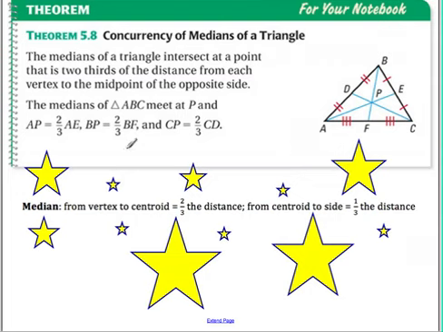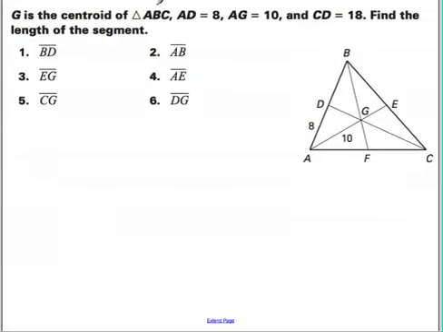So let's take a look at this. The medians of a triangle intersect at a point that is 2/3 the distance from the vertex to the midpoint of the opposite side. Very wordy. Here's kind of what it looks like, and just remember this stuff down here that's starred. It'll be very, very important for us. So let's jump into this.